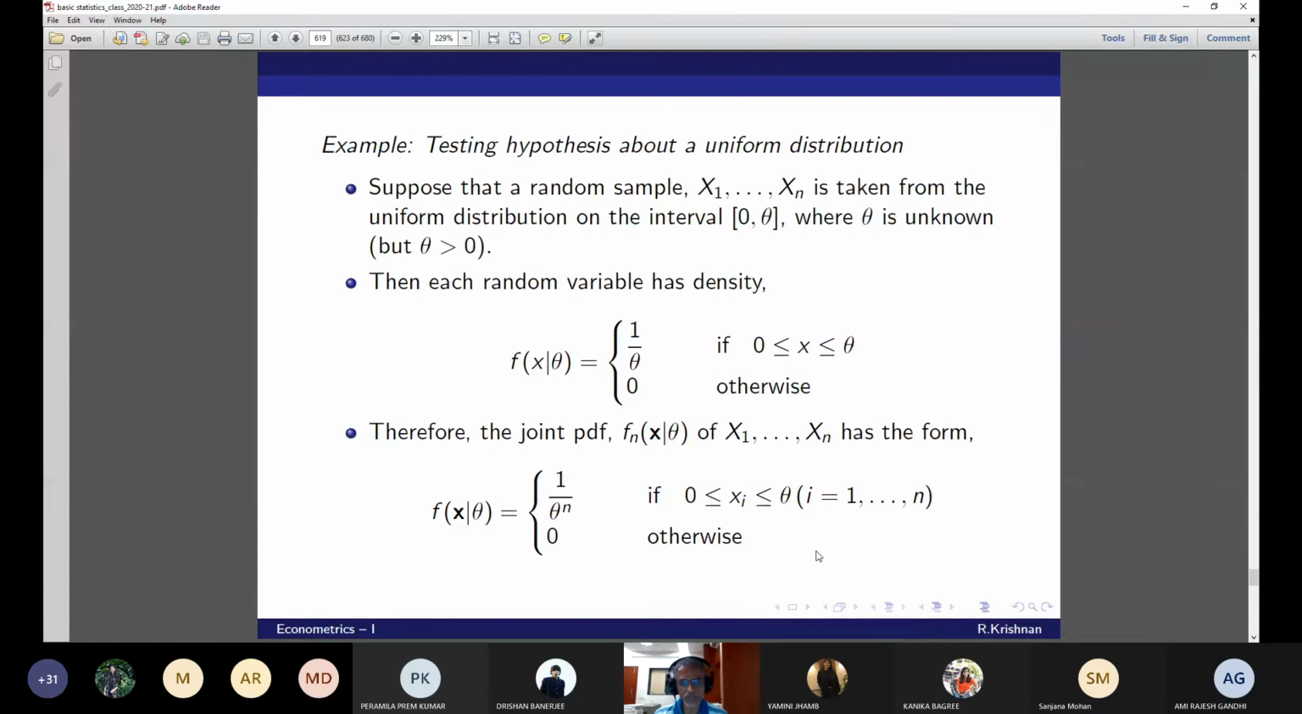So our first job is to estimate theta. Now each random variable has density 1 by theta if x is between 0 and theta, 0 otherwise. You must be aware of this now. What will be the joint PDF? The joint PDF will be 1 by theta to the power n, 0 otherwise. The x here is now boldface, that's for small x1 to xn.